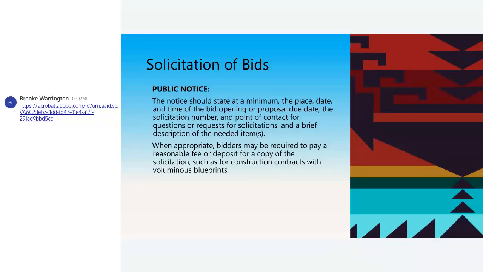When appropriate, bidders may be required to pay a reasonable fee or deposit for a copy of that solicitation, such as for your construction contracts with voluminous blueprints. Whenever you're basically designing houses or apartment buildings or whatever, you've got big spec books, you've got blueprints, and they cost money. So you get a $25 or $50 deposit. They get that money back when they bring that back to you. And you never, ever, ever give out your last set under any circumstance. Okay? That's a rule of thumb.